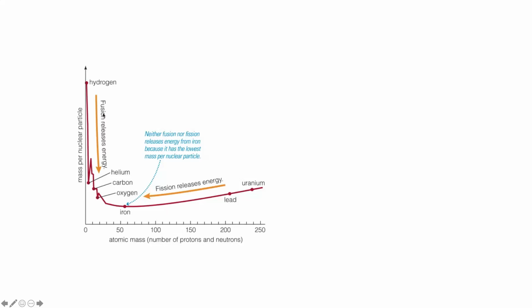Well, what are we looking at here? We're looking at a graph that's plotting the atomic mass of our particles. So this is basically like going from left to right on the periodic table. Hydrogen is number 1, helium is number 2, carbon is number 6, so on and so forth.